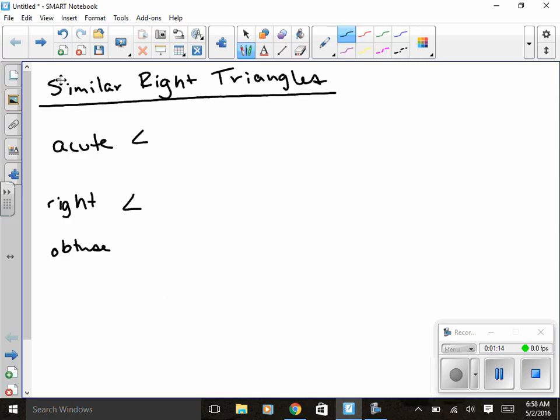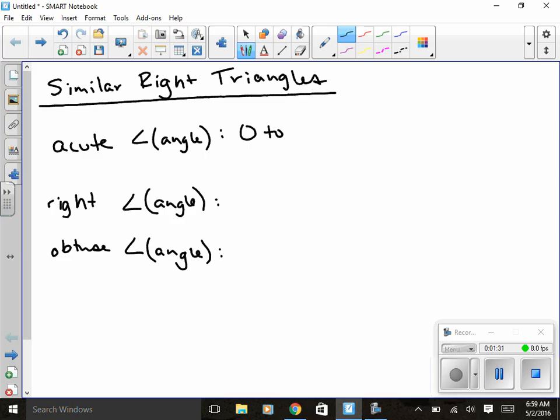The denotation here for an angle is like this. Sorry, just used to having people know what it is, and you might not know. An acute angle is an angle less than 90 degrees. So it's from 0 to 90, but it cannot be 90 degrees. To give you a picture here, right here would be an acute angle.